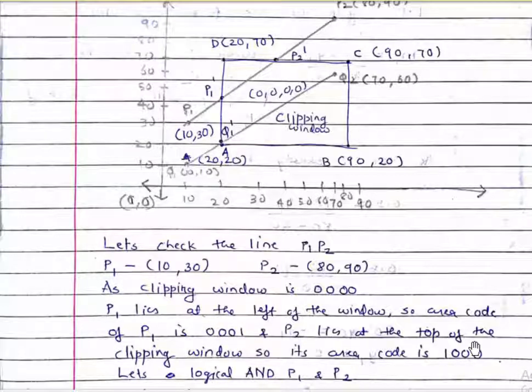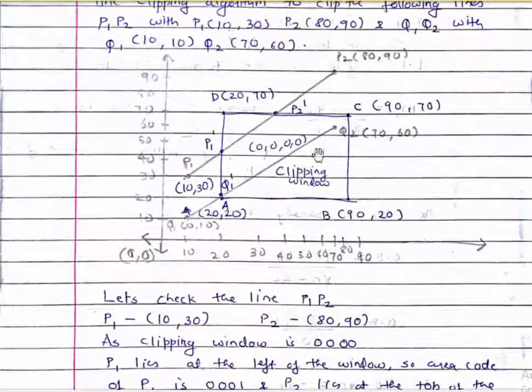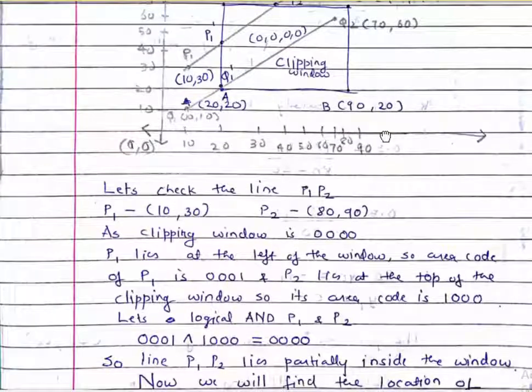And P2 lies at the top of the clipping window, so its area code is 1000. Over here you can see P2 lies on top of the clipping window. It's neither on the right nor on the left, so its area code will be 1000.